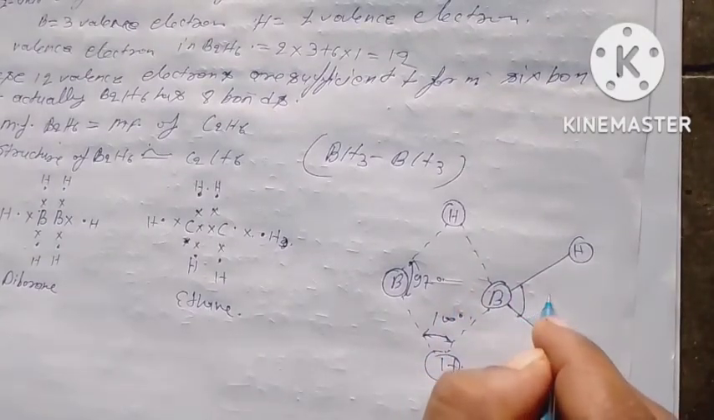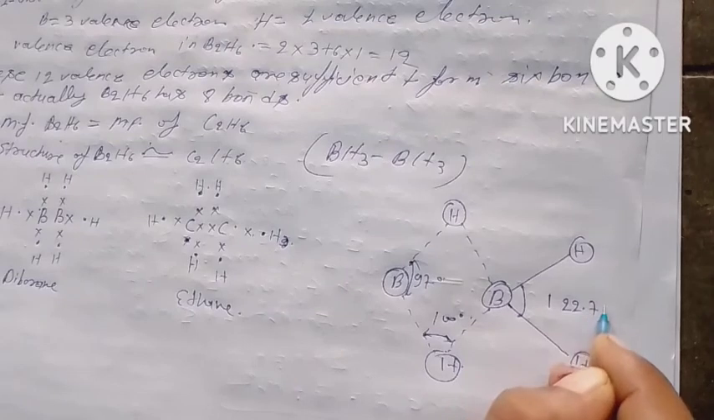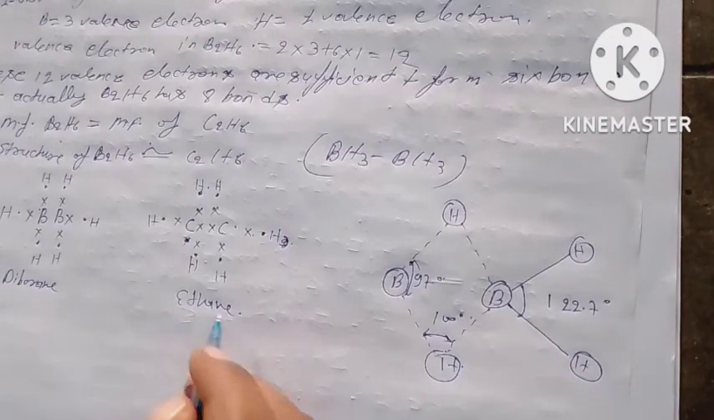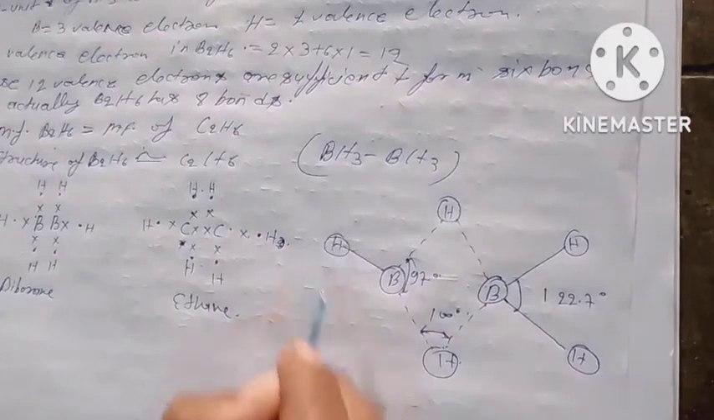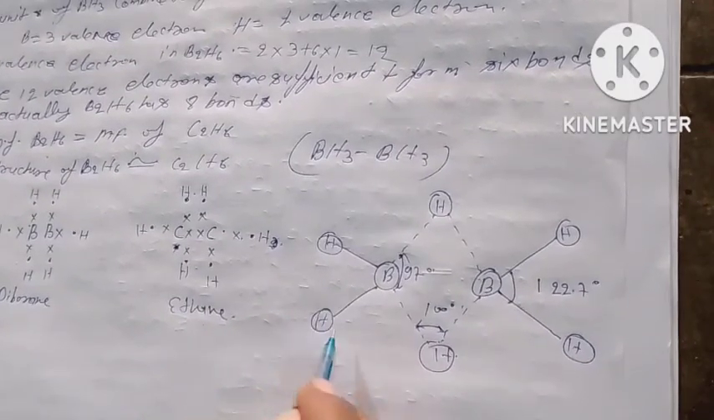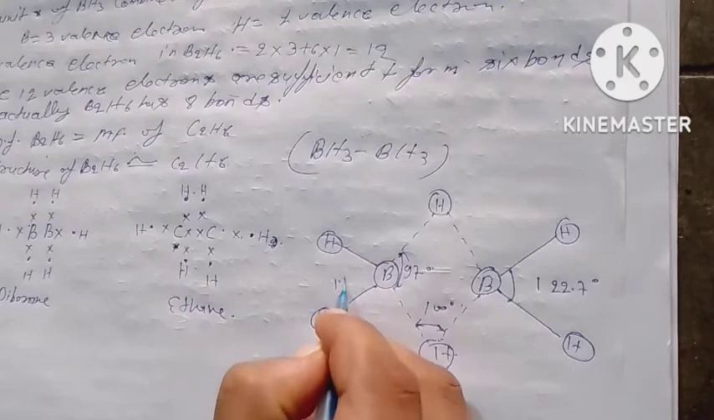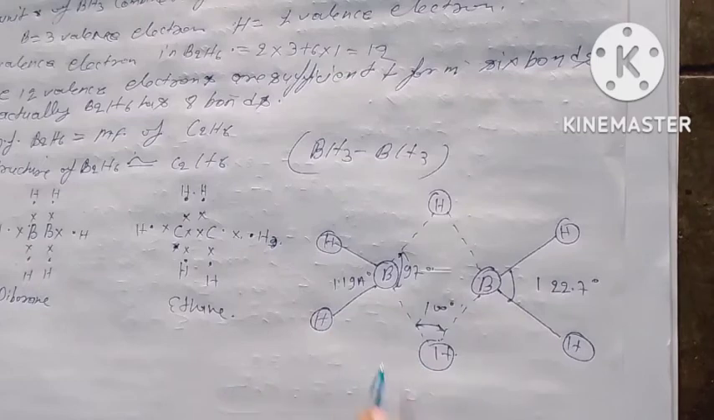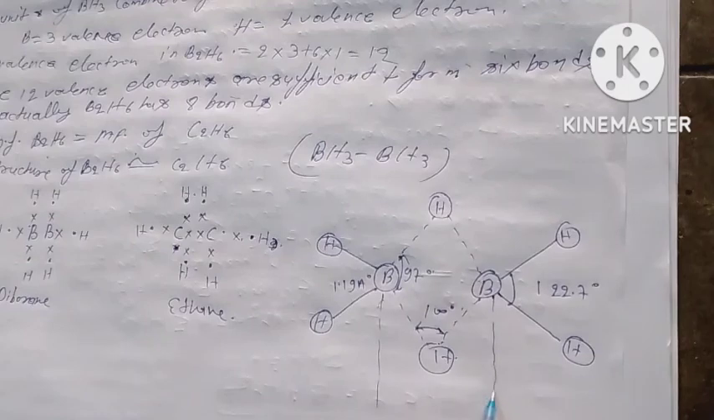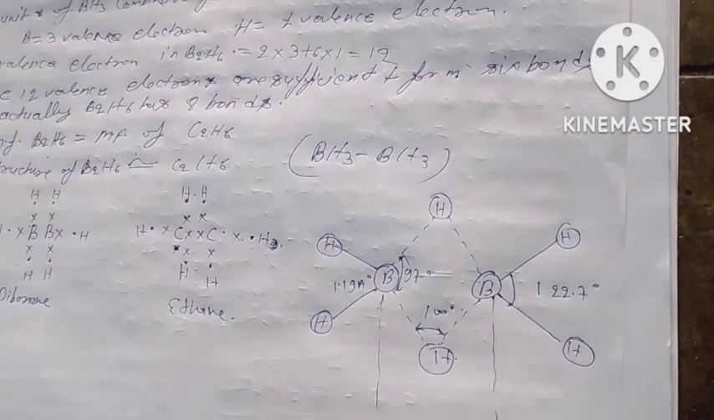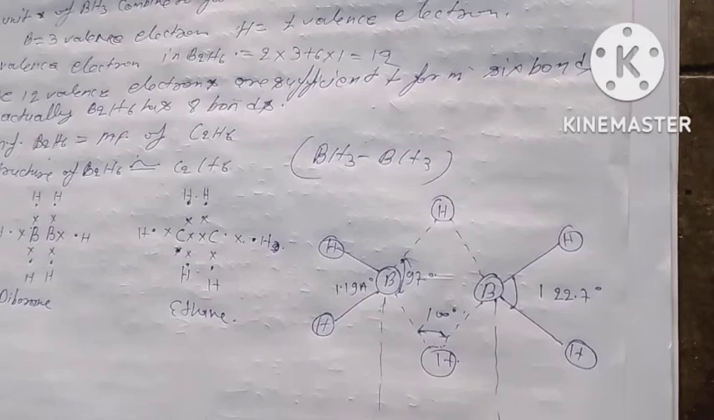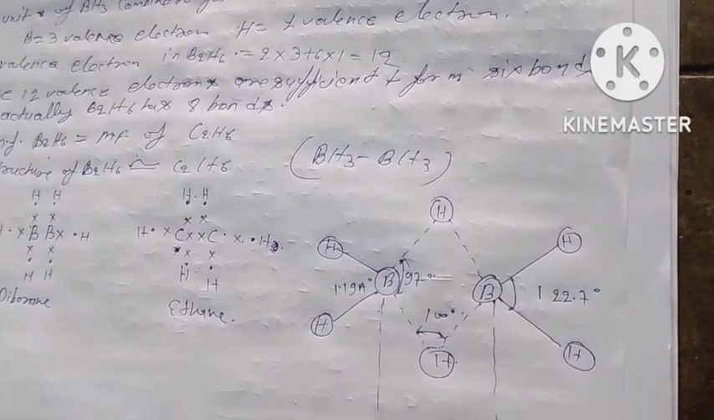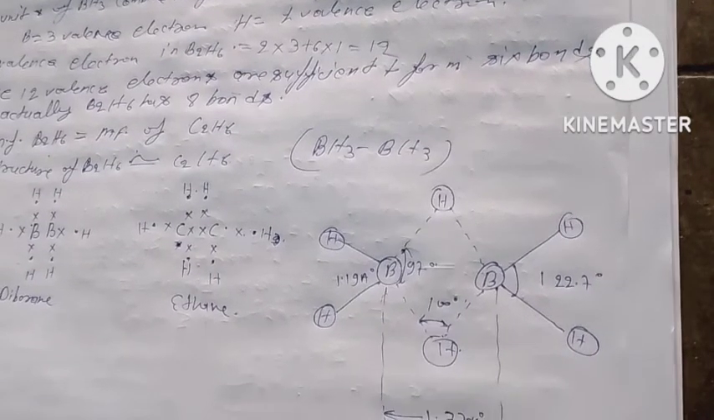This is 122.7 degree, and this is hydrogen. This is hydrogen, and the bond distance is 1.19 angstrom, and this boron to boron distance is 1.770 angstrom. Okay.